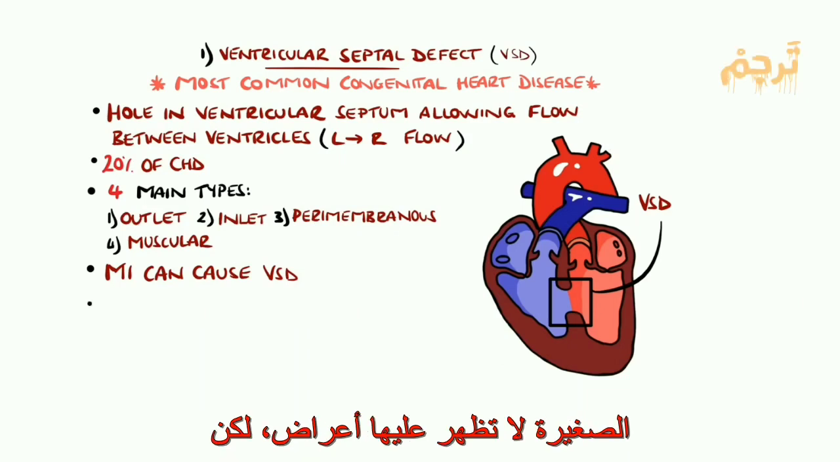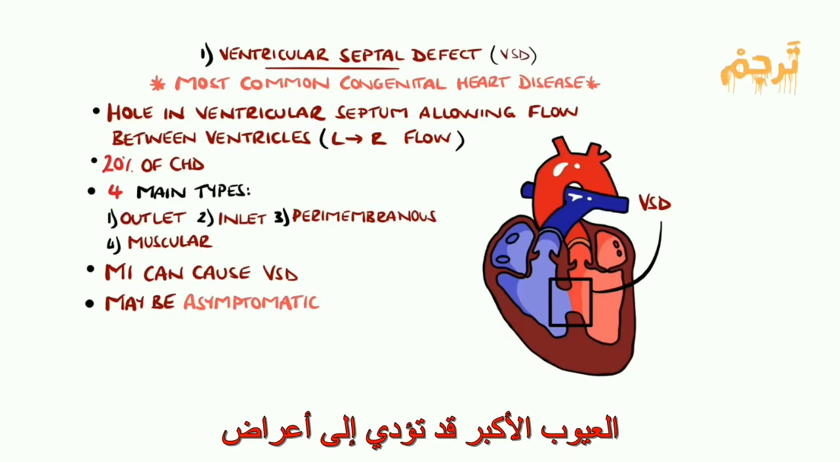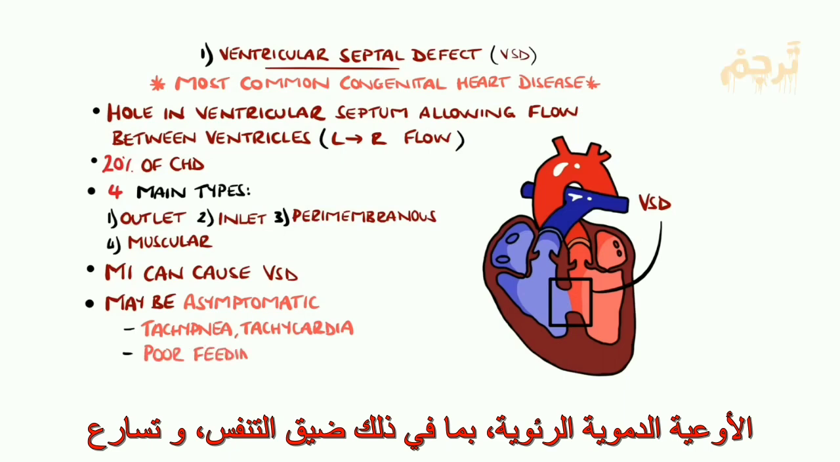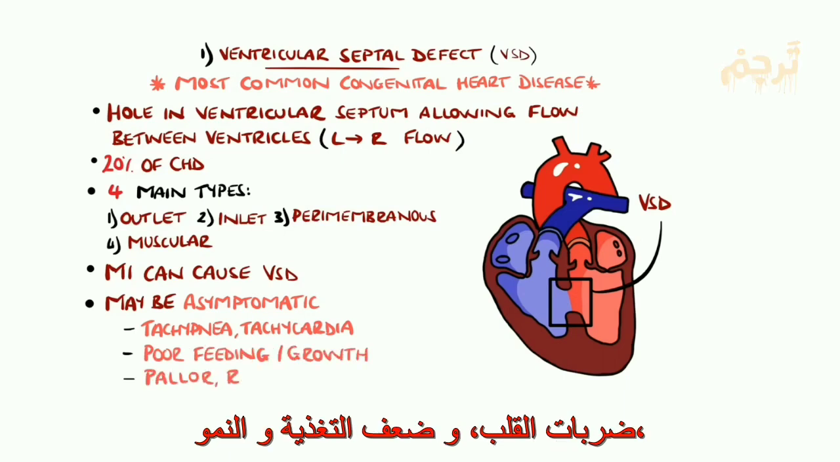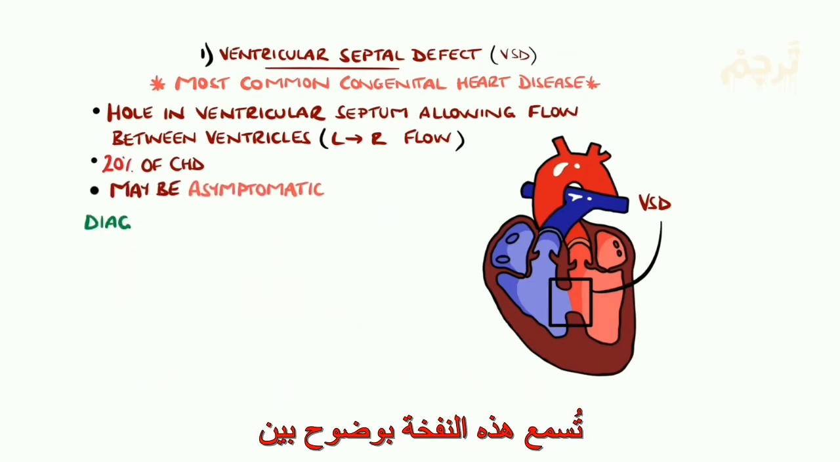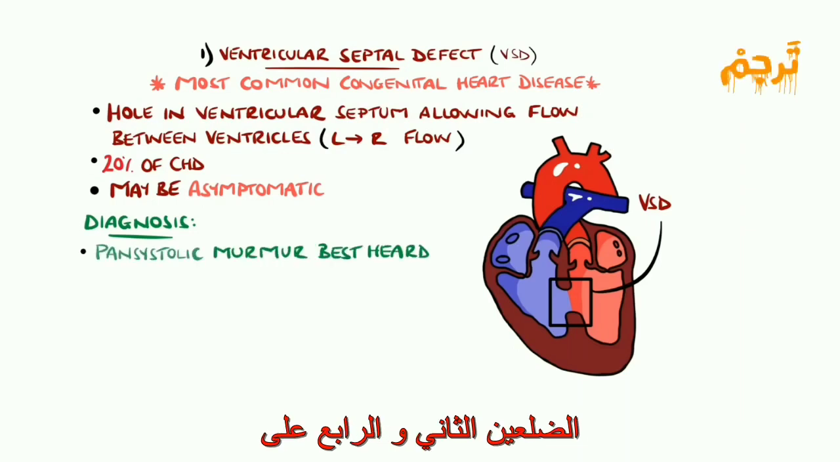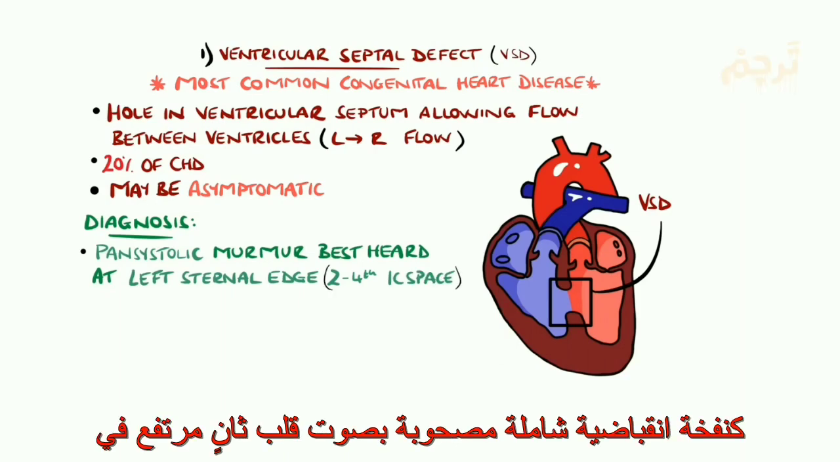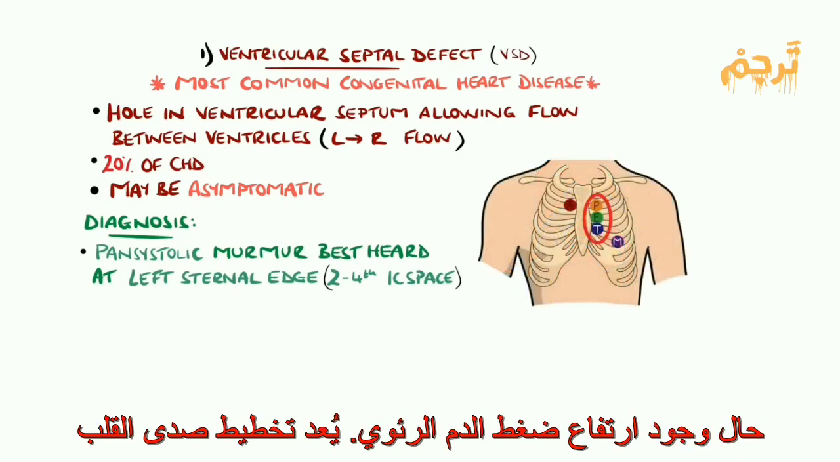Most cases of small VSDs will be asymptomatic, but larger ones can lead to symptoms of excessive pressure in the pulmonary vasculature, including tachypnea and tachycardia, poor feeding and growth, pallor, and recurrent respiratory infections. A physical exam can detect the VSD murmur, best heard between the second and fourth intercostal spaces at the left sternal border, as a pansystolic murmur with loud second heart sound if pulmonary hypertension is present.